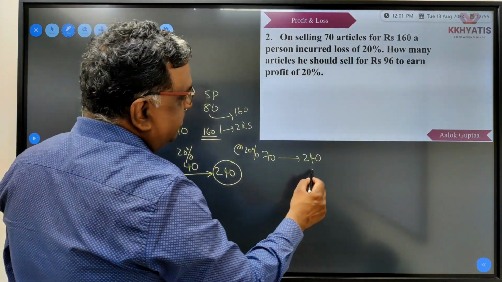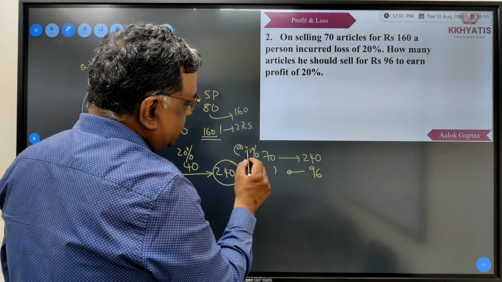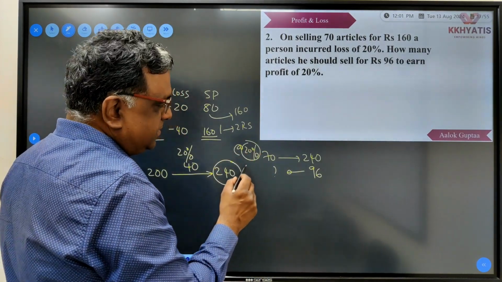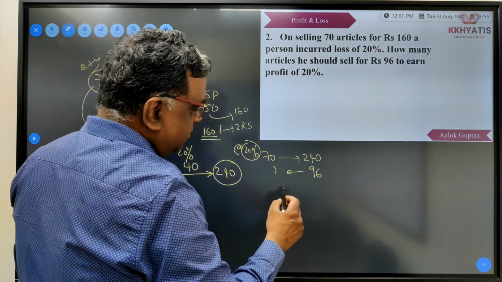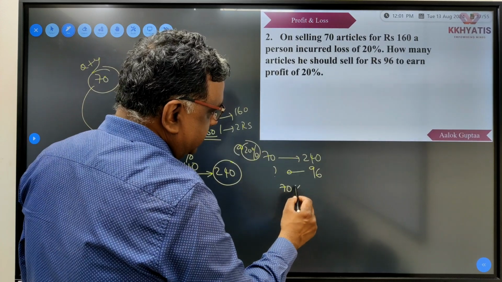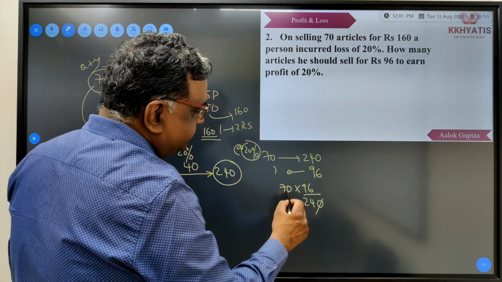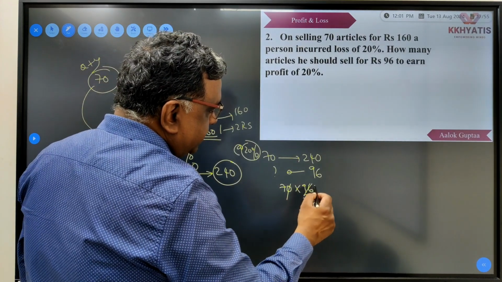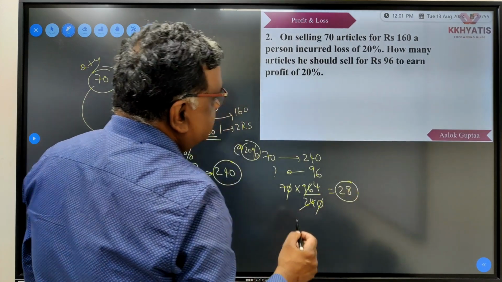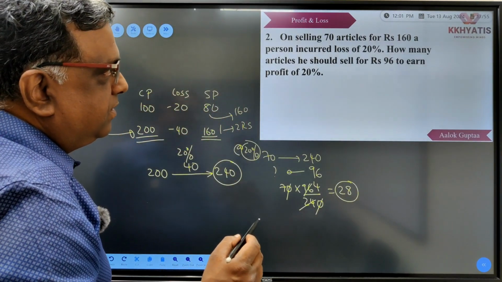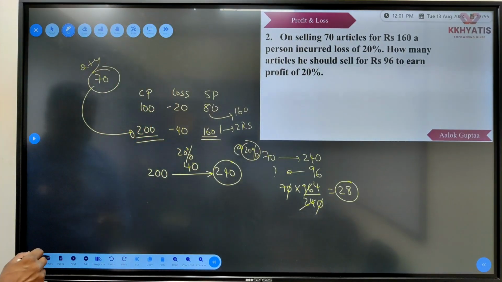They're asking me how many articles I should sell for rupees 96 so that I get 20% profit, which means the profit is fixed here. I have to just change the number of articles, so I can do cross multiplication again here. 70 into 96 upon 240. 24 fours are... So 28 articles I should be selling at rupees 96 to get 20% profit. Clear?